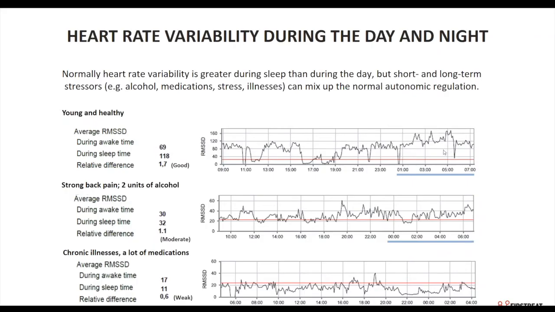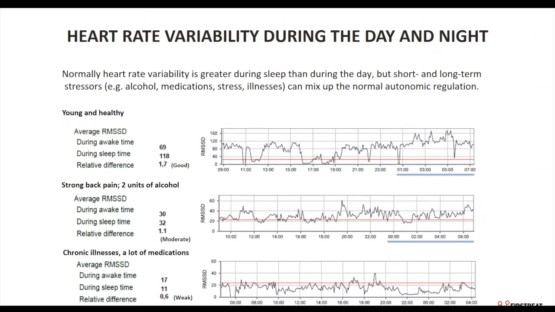The relative difference between the daytime and the nighttime is 1.7, and on the scale that we have in this report, if it's 1.5 or more, it's considered a good difference, meaning that the nighttime values are 50% higher than during the daytime. If it's between 1 and 1.5, it's considered a moderate result. And if it's under 1, meaning that the heart rate variability is lower during sleep than during the day, then it's considered a weak result.